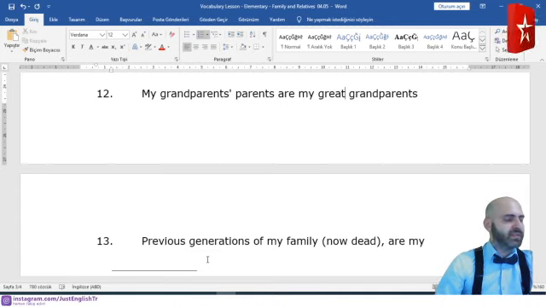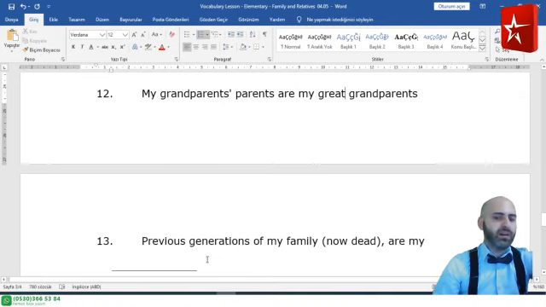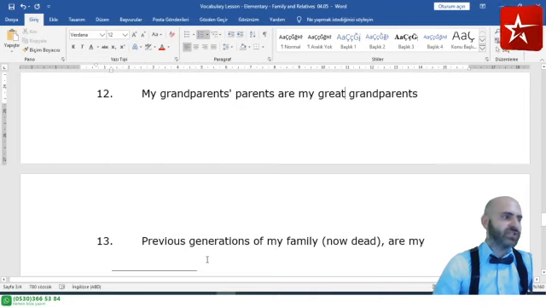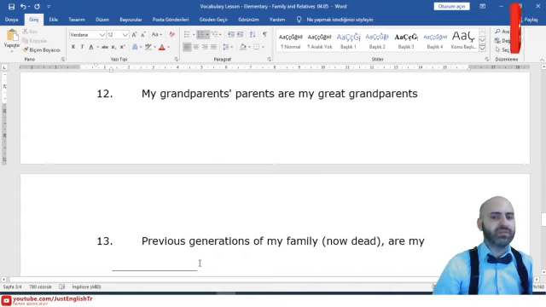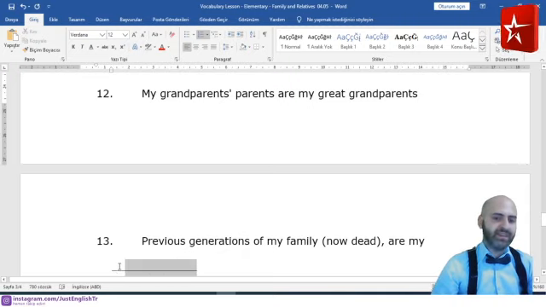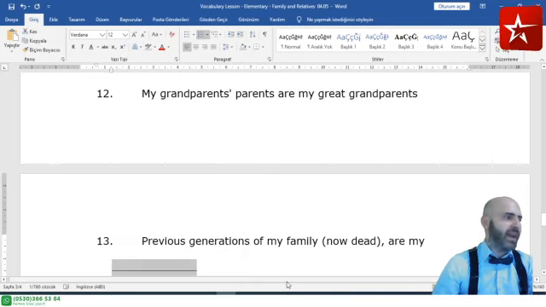This one is, guys, ancestors. Ancestors means generations. Generations, you understand, same word in Turkish, I think. Previous generations. Previous means before. So all old generations who are dead now, we call them ancestors.